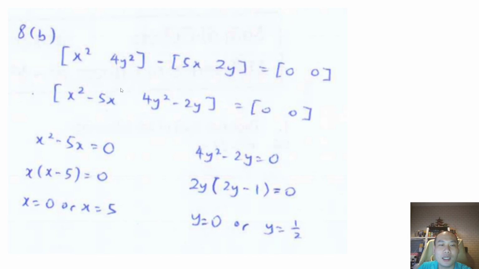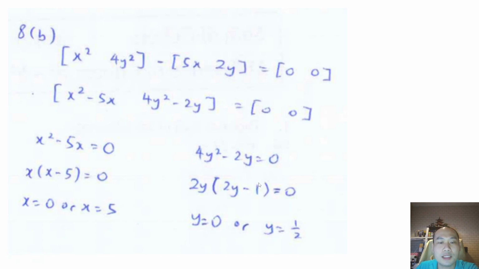From here, you can equate them separately. So x squared minus 5x, the first number here, equals 0. If we factorize, this becomes x times (x minus 5) equals 0. Using the zero product principle, we know that either x equals 0 or x minus 5 equals 0. And if x minus 5 equals 0, it means x equals 5. So these are the two possible solutions for x.